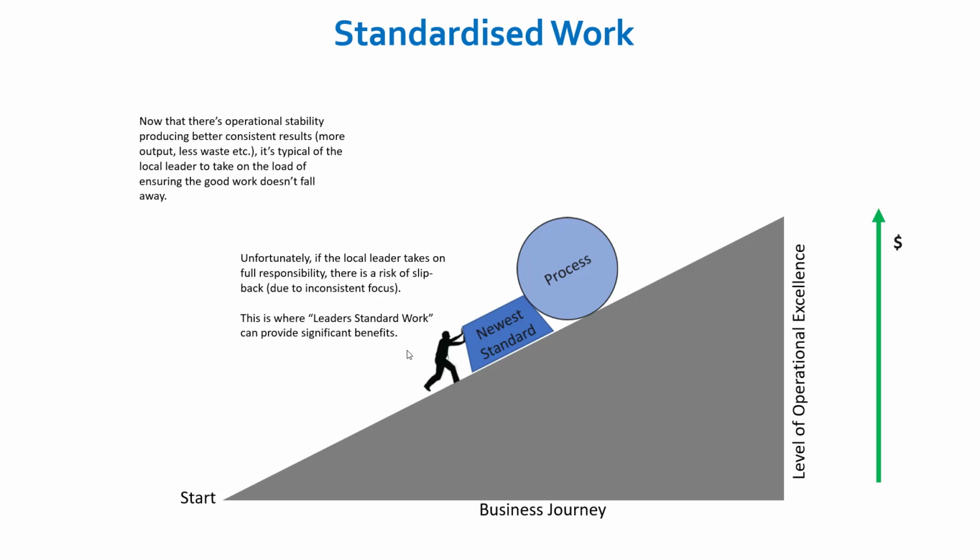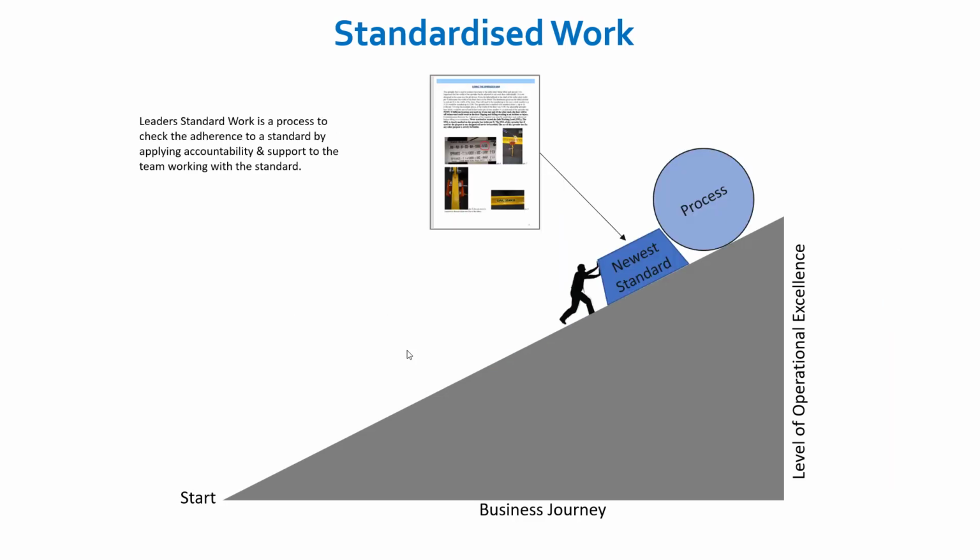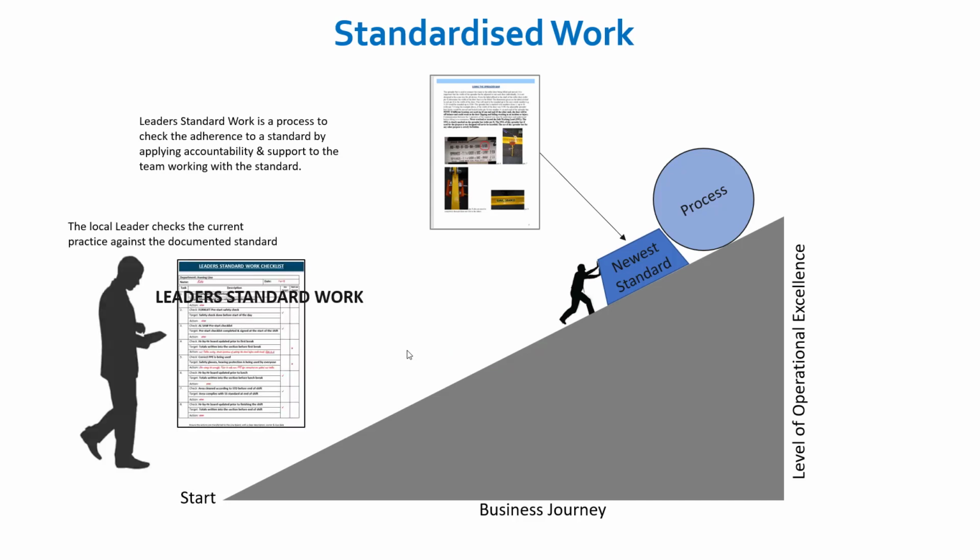So what does leader standard work look like? It's a process to check the adherence to a standard by applying accountability and support to the team working with the standard. So it looks like the local leader checking the current practice against a documented standard using a checklist. And this is the same as creating greater support to keep the standard in current practice. So rather than using people to control the adherence to standard, the local leader is doing a check.